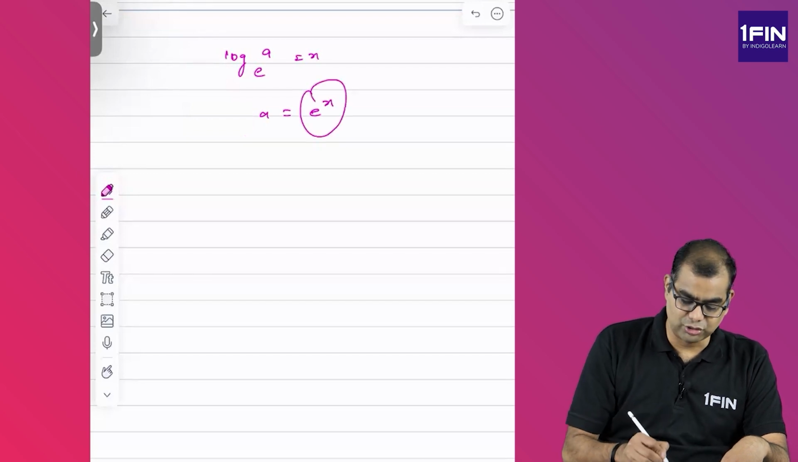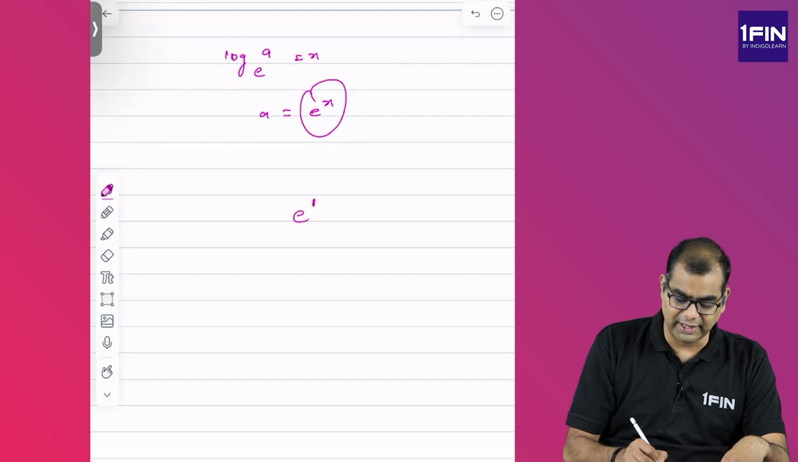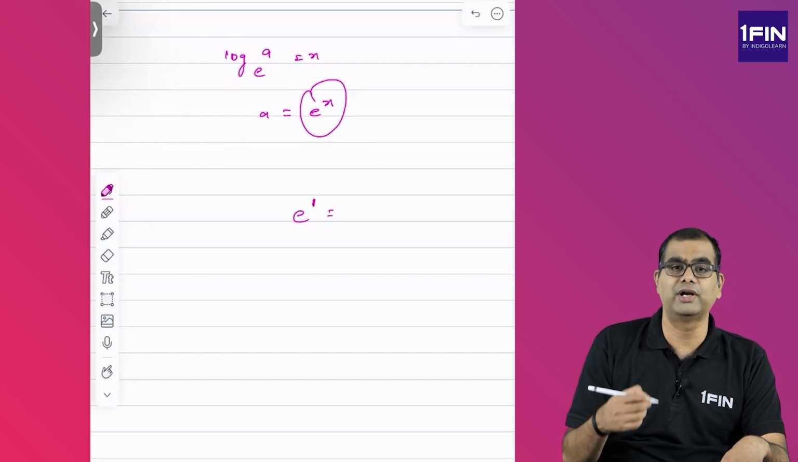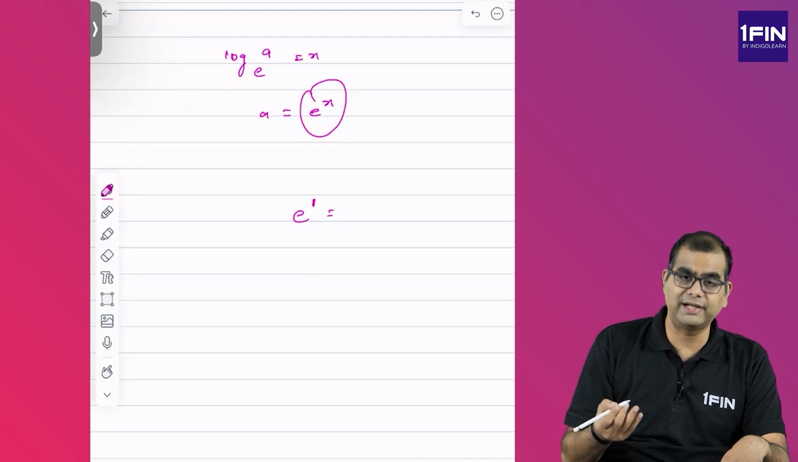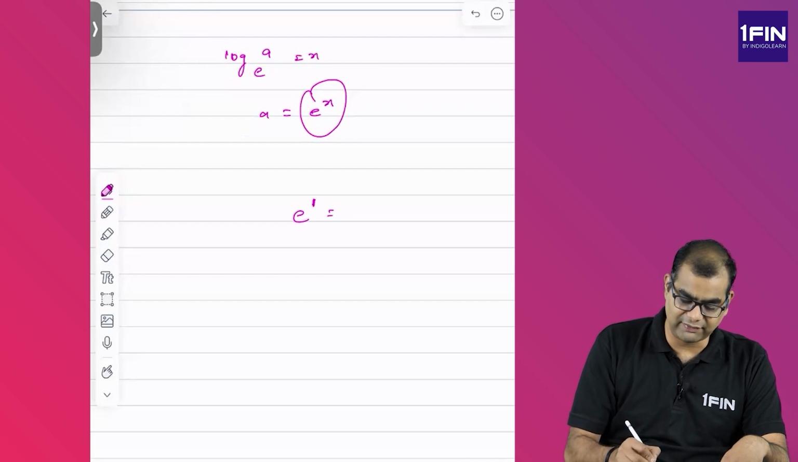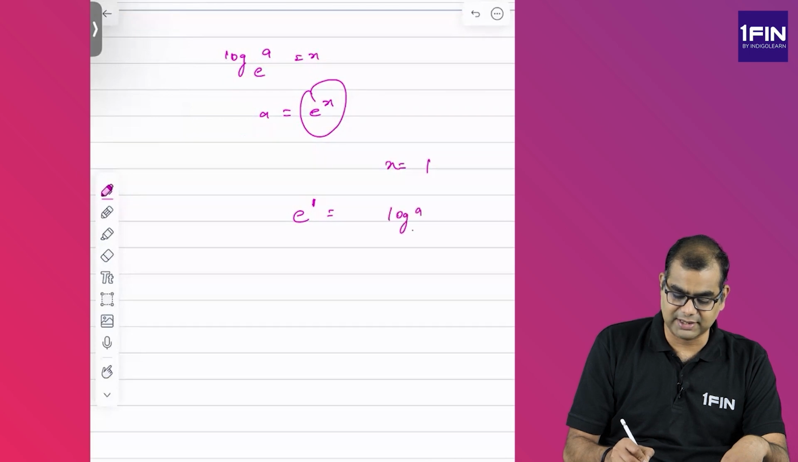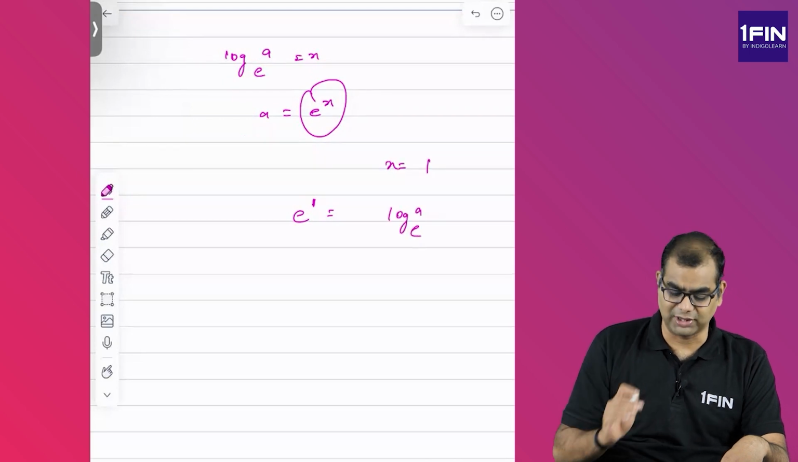Now, if we substitute the value of x as 1, e power 1 gives you 2.718. We can go and see that. Alternatively, given that the value of x is equal to 1, you can also find out log a to the base e. We will come to that. Okay, so first let us have a look at the first one.